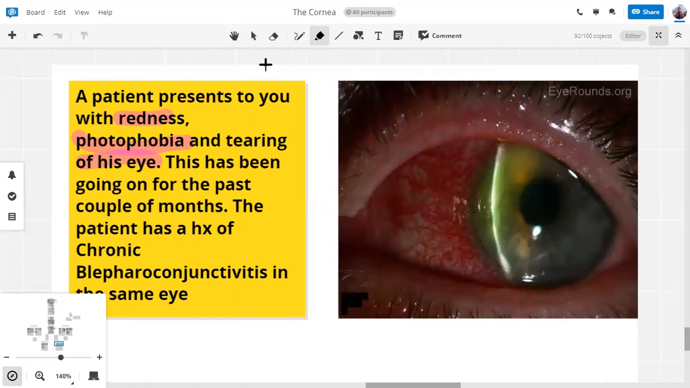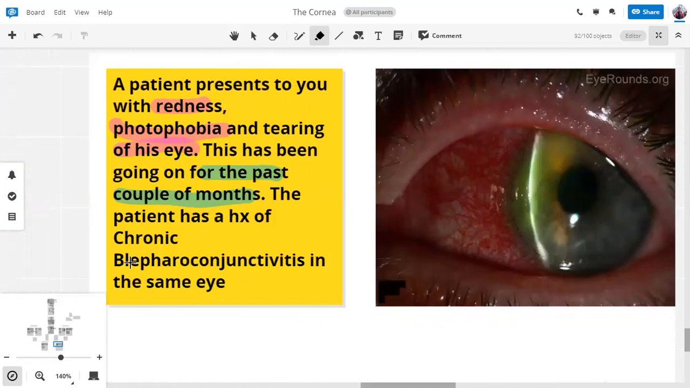It's chronic. The first thing is that it's chronic, going on for a couple of months. And there is a history of chronic blepharoconjunctivitis in the same eye. This is a very peculiar history. You have to remember this. If you remember the history, you can easily remember this.